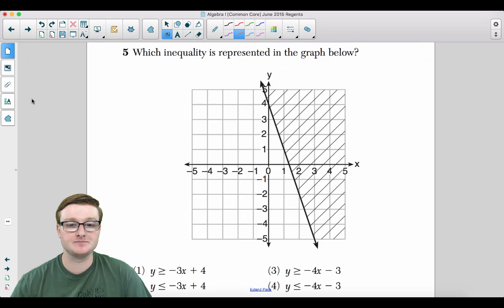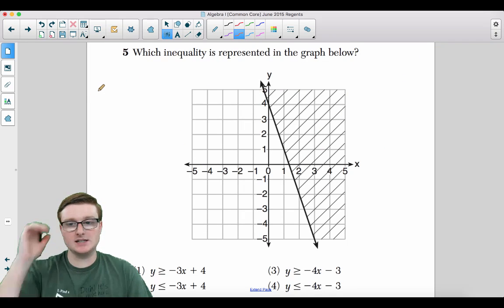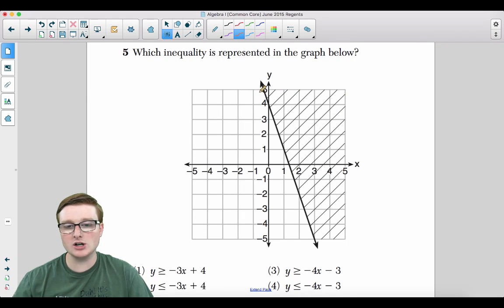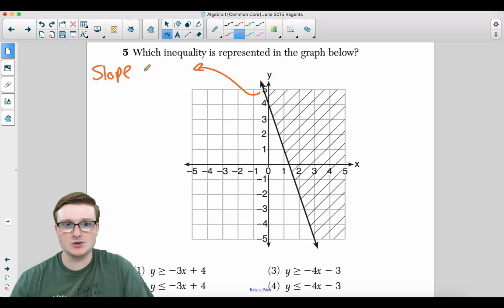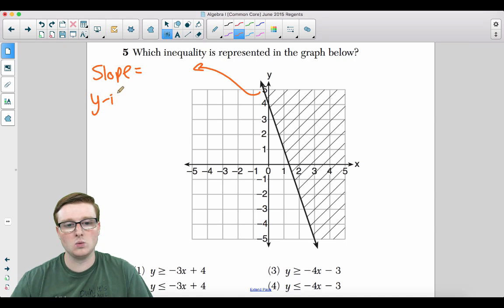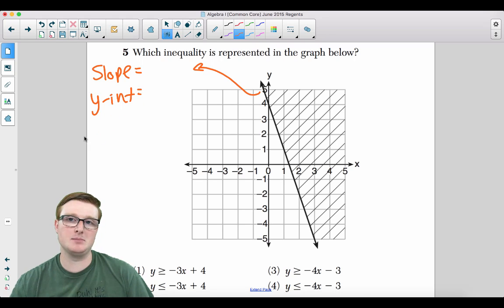All right, number 5. Which inequality is represented by the graph below? So I want to talk about the properties of this. There are 4 things that I want you to think of when solving these problems. What is the slope? What is the y-intercept? Is it solid or dotted? And is it shading above or below?